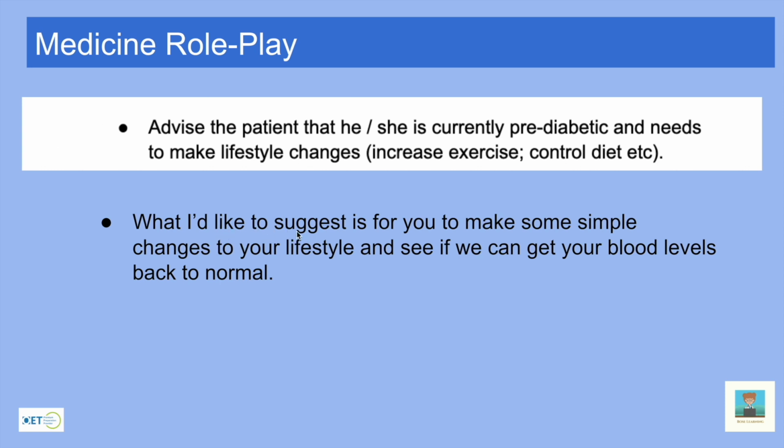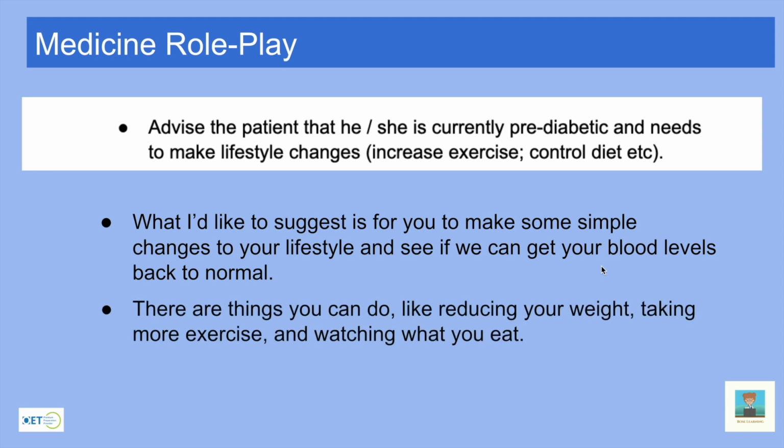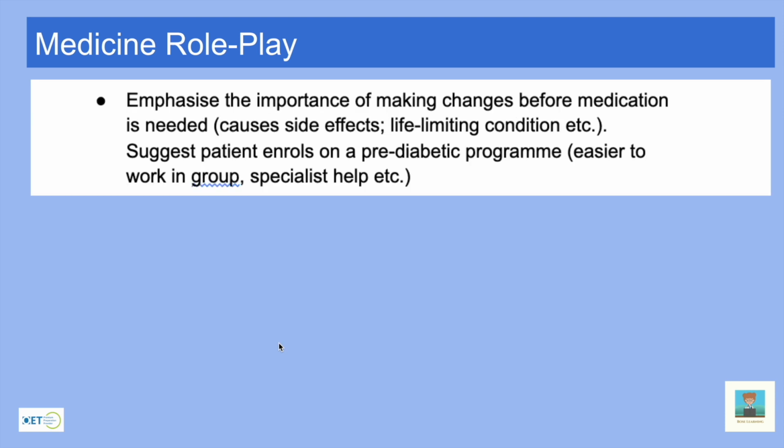What I'd like to suggest is, so you're giving them that bit of signalling first before you actually make the suggestion, is for you to make some simple changes to your lifestyle and see if we can get your blood levels back to normal. There are things you can do, like reducing your weight, taking more exercise, and watching what you eat. And then here, you can probably guess that the patient doesn't want to do that, so you need to stress why this is important.